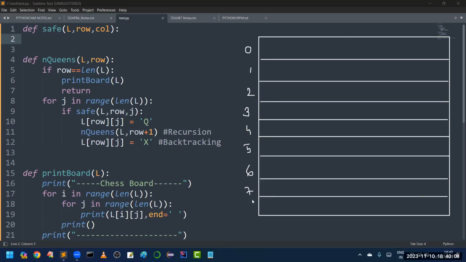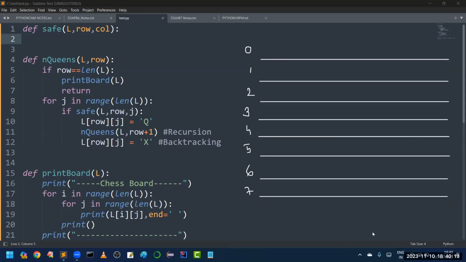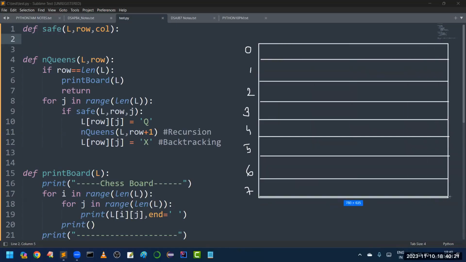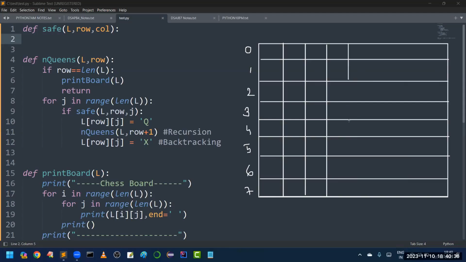Okay, no problem. Like this we have. Now this is the 0th column. This is the first column. This is the second column. This is the third column, fourth column, fifth column, sixth column, and seventh column.